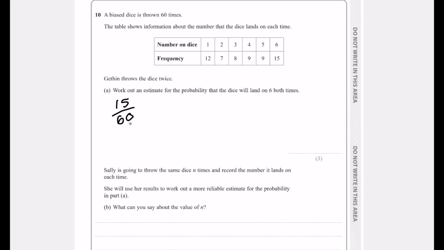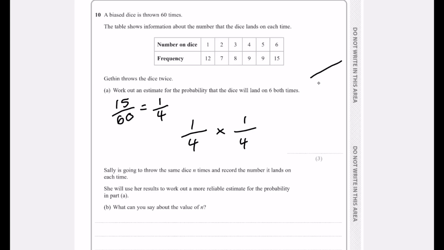So we're going to use that, and we're going to say that is the probability that it lands on 6 every time. And that actually simplifies to 1/4. So we're going to say the probability that this dice lands on 6 is 1/4. And he's going to throw it twice. So the probability the first time is 1/4, and then the probability the second time is 1/4 again. So the probability of getting two 6s is 1/4 times 1/4.